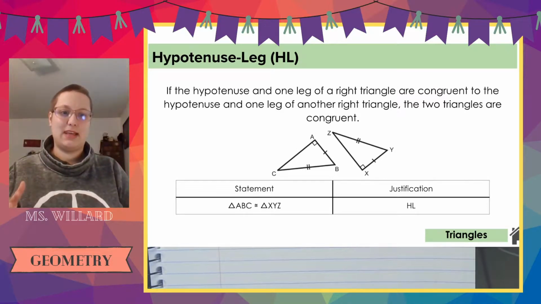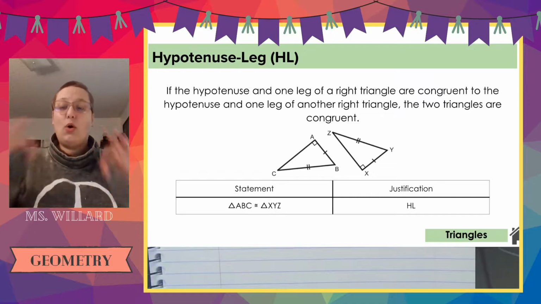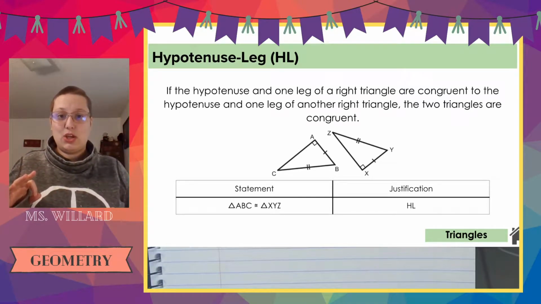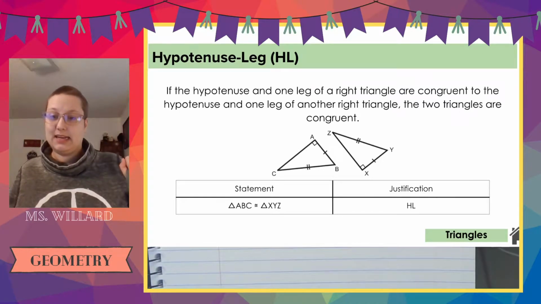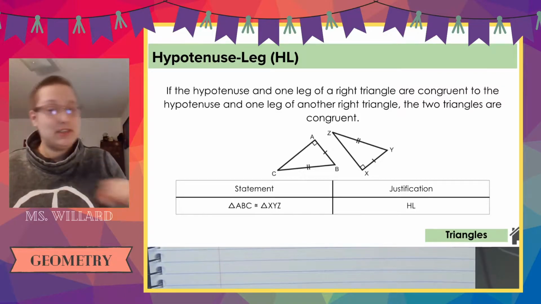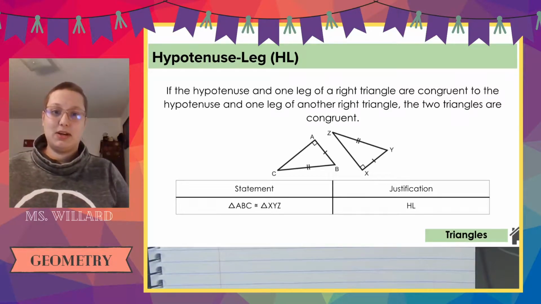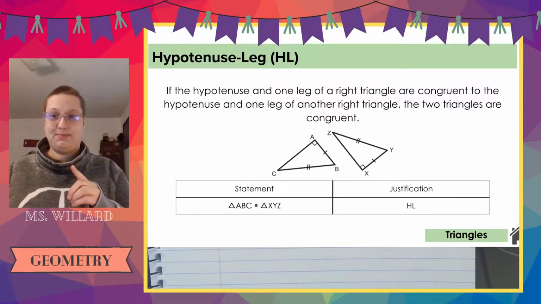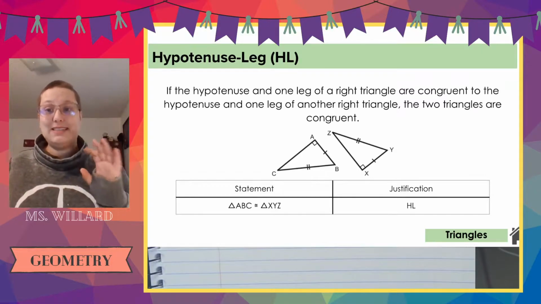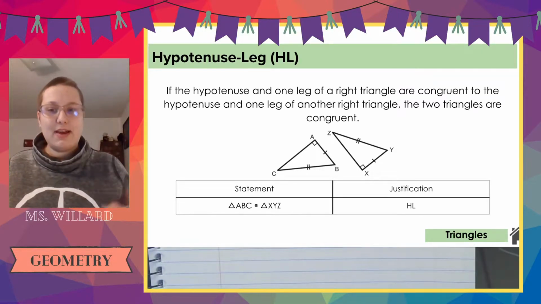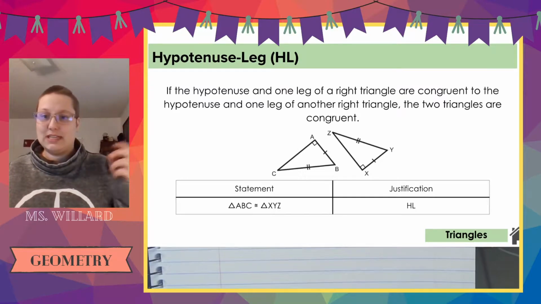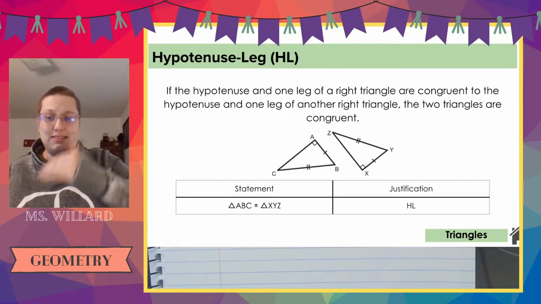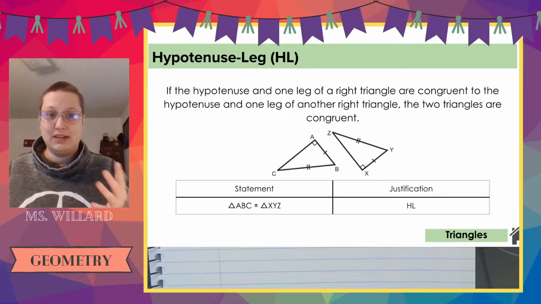So here's hypotenuse-leg. Hypotenuse-leg is the only time you can use the angle-side-side theorem. It's the only time you can do that. Here's where it is. So here's my angle, and here's my side, and here's my side. It has to be a 90-degree angle. The reason is the Pythagorean theorem. If I have a 90-degree angle and I have two sides that match, then the third one will be the same as the other third one because of the Pythagorean theorem.